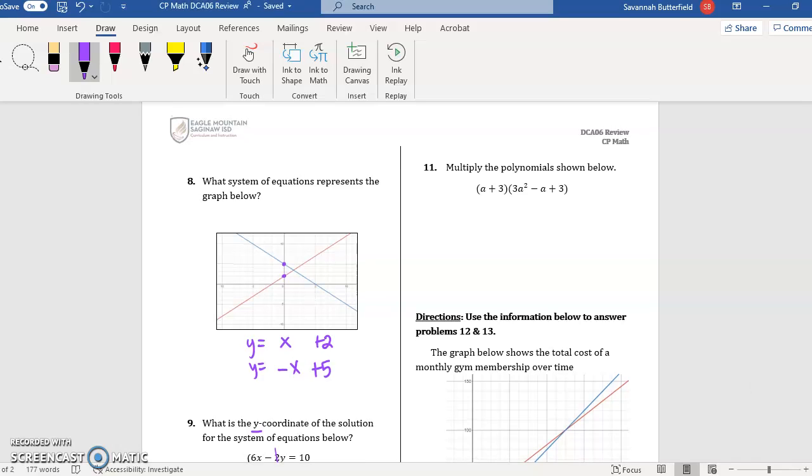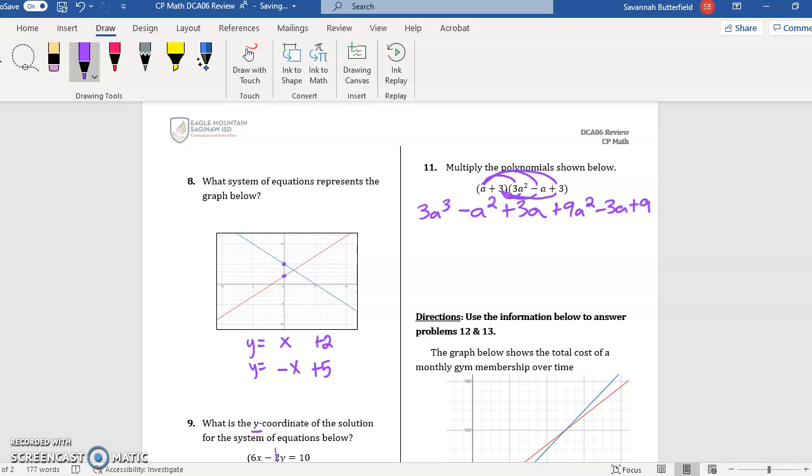Looking at 11, it's asking us to multiply the polynomials, so I'm just going to basically FOIL it, distribute. So a times 3a squared is 3a cubed. A times negative a is going to be negative a squared. A times 3 is going to be 3a. 3 times 3a squared is going to be 9a squared. 3 times negative a is going to be minus 3a. 3 times 3 is 9.